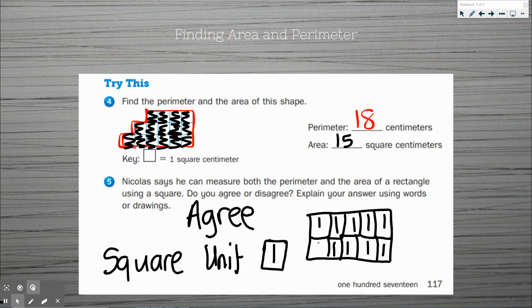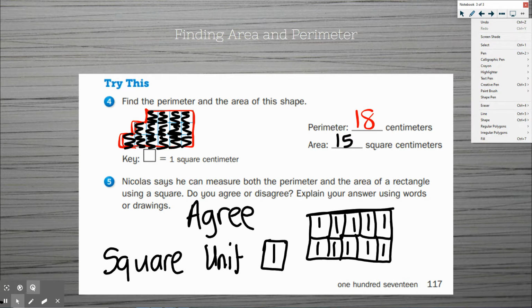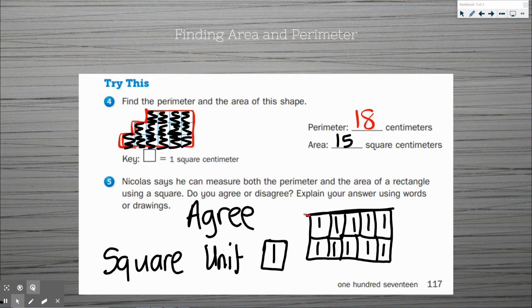I'd be able to tell you how many feet are around for the perimeter. So this would be 5. This side would be 2. The bottom would be 5, and the left would be 2. So I could add those together: 5 plus 2 plus 5 plus 2. That equals 14. And then to find the area, I'm just going to count them.